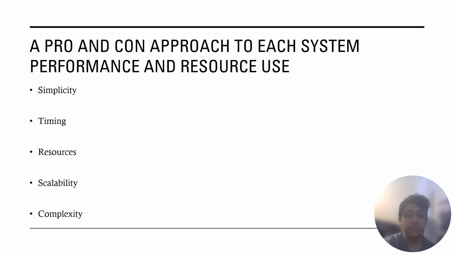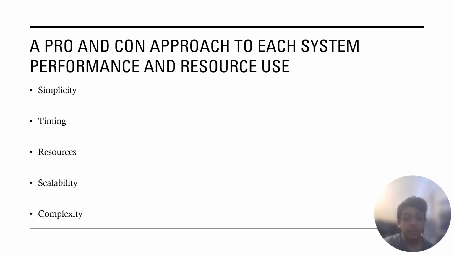So our next topic is a pro and con approach to each, regarding system performance and resource use. Both polling and interrupt-driven input-output impact system performance and resource utilization differently. With polling, some of the pros are that it's simple to implement, easy to design and control, and it has predictable timing, which means it works well for time-sensitive tasks. But the cons are that it can waste CPU resources as it's constantly checking devices even when idle, and it's not scalable, meaning it's inefficient when handling multiple devices.